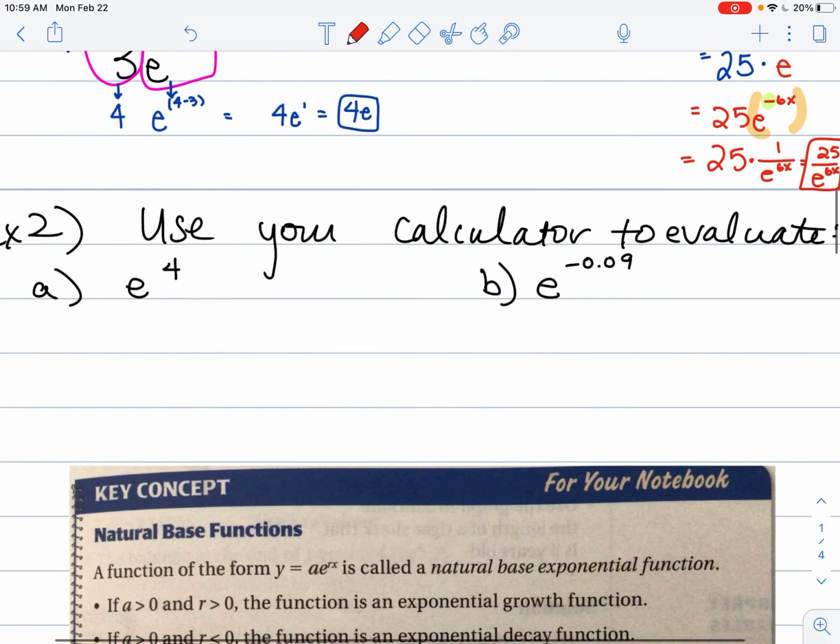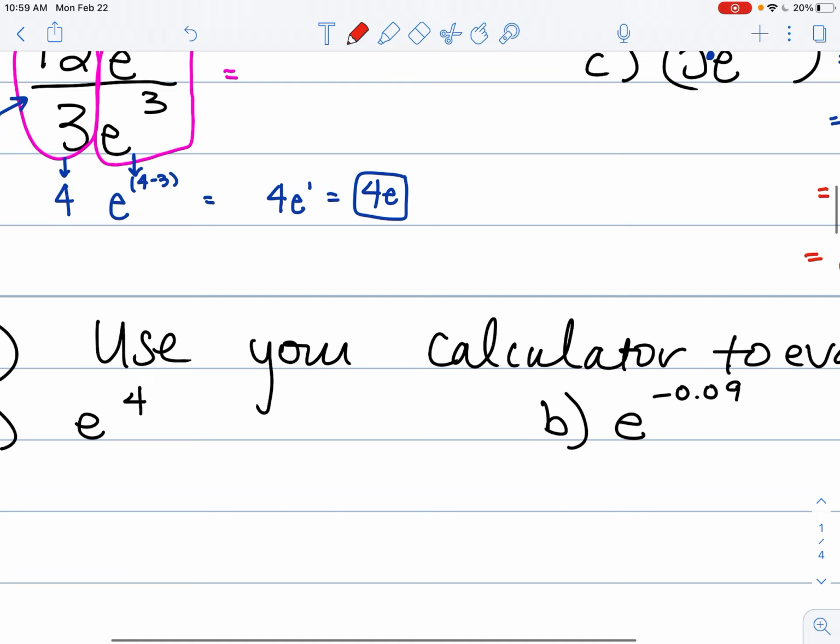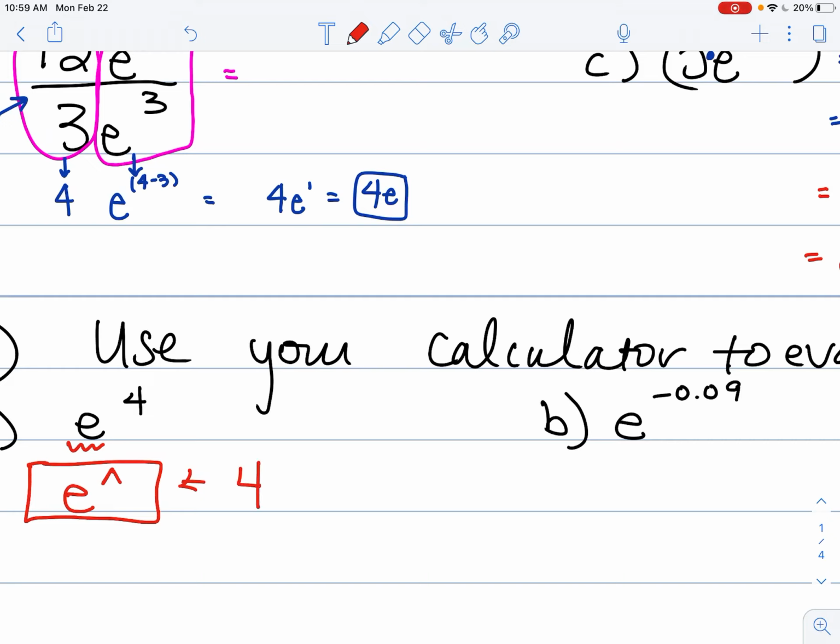Okay, so what if we wanted to use our calculator to evaluate something? All you're going to do in your calculator is find the button, and it usually looks like e to that, which means it's telling you e, and it's going to raise it to whatever number you push. So in your calculator, you find this key, and then you just hit the number 4 and then your equals or enter button. So we get e to the 4 in your calculator, hit enter, and we get 54.59815003.